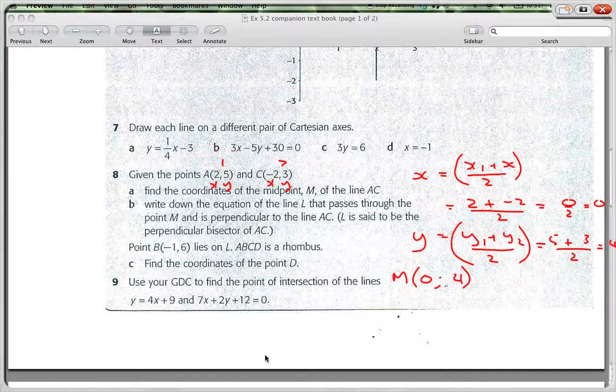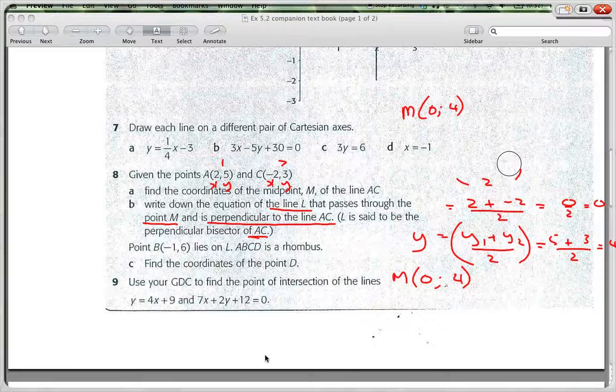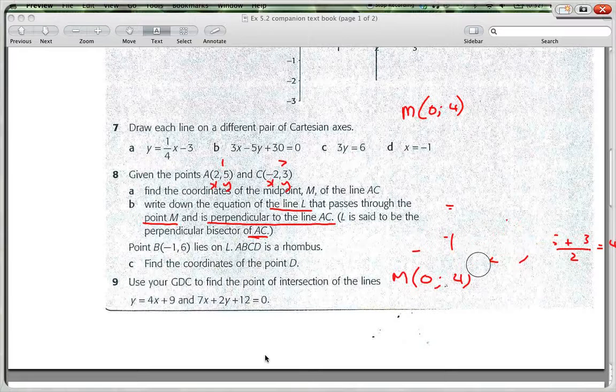It then says write down the equation of the line L that passes through the point M and is perpendicular to the line AC. L is said to be the perpendicular bisector of AC. So we've got this point M, which is 0 and 4. And let me just erase this. I've got a bit of space to work in here. Sorry, my eraser doesn't seem to be working very well.